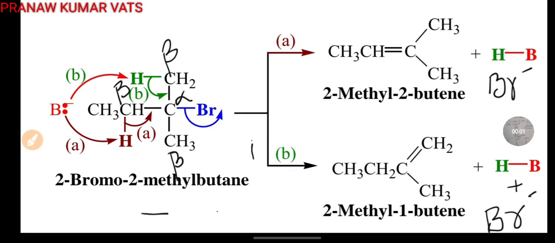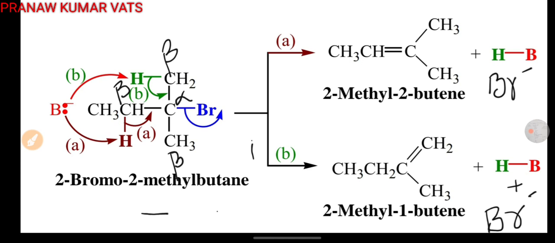Hello everyone. Today we are going to understand Saytzeff rule, and we will understand this with the help of an example. Our example is 2-bromo-2-methylbutane. We are treating 2-bromo-2-methylbutane with a base. Here for the base we have used the notation B negative, but in place of B negative, the real base may be tertiary butoxide or ethoxide ion.